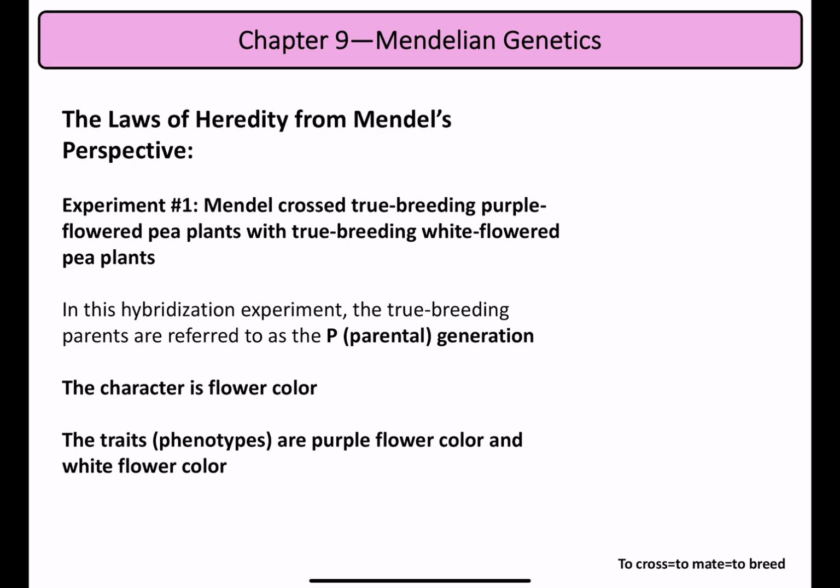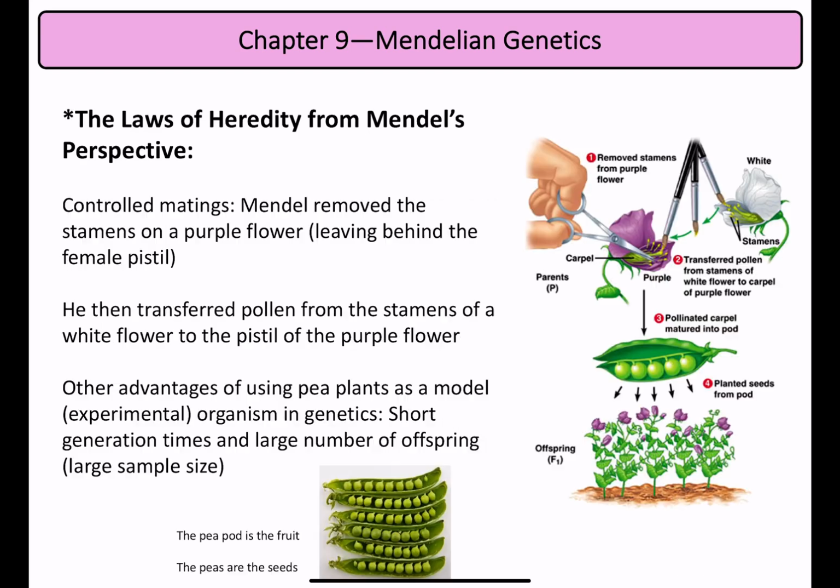So as I said, in the first experiment, he took true breeding purple pea plants and crossed them with true breeding white. So this original generation, our parents, the purple and the white parents, we call them the P generation, or the parental generation. As we said before, our specific character in this first experiment is flower color. The two traits are purple flowers or white flowers.